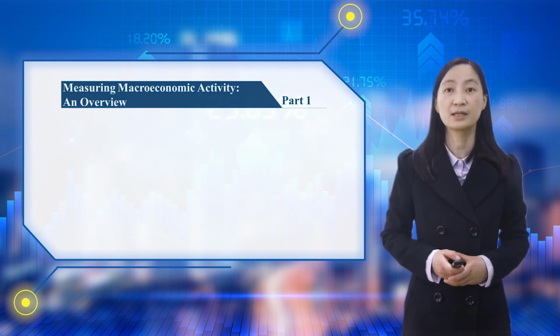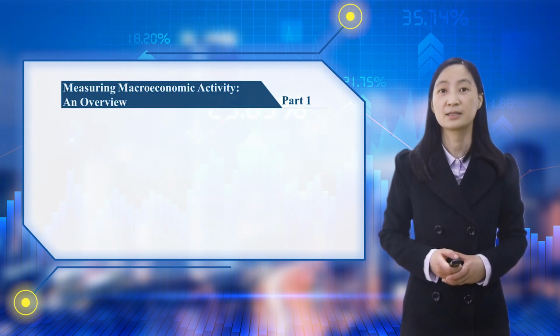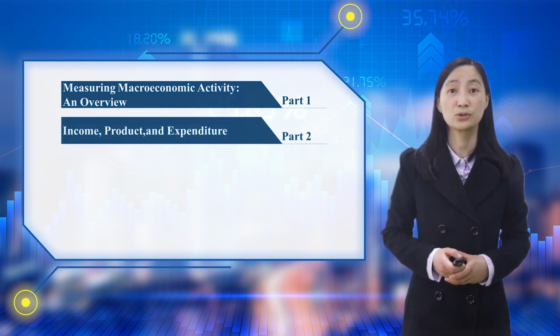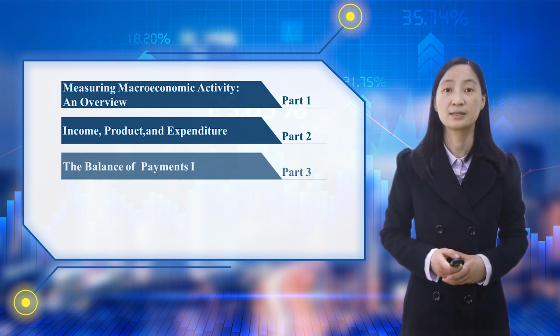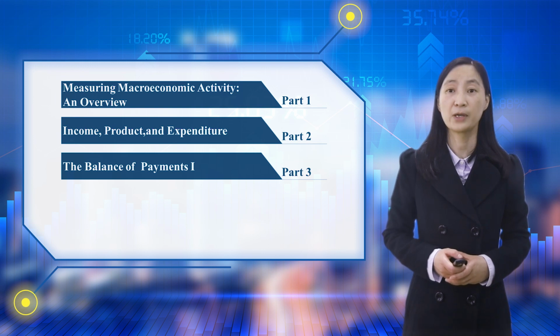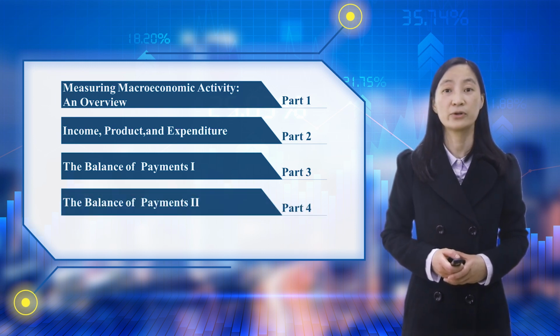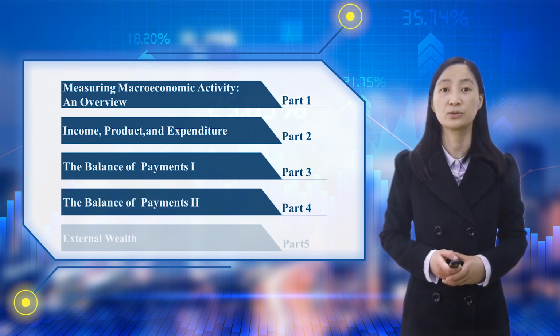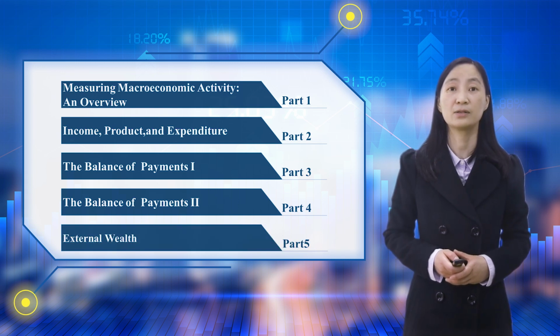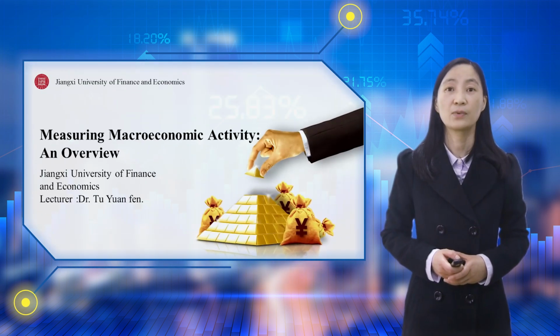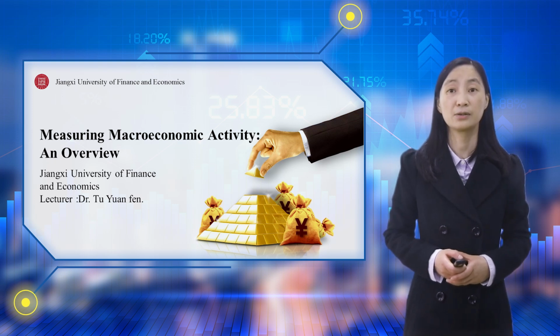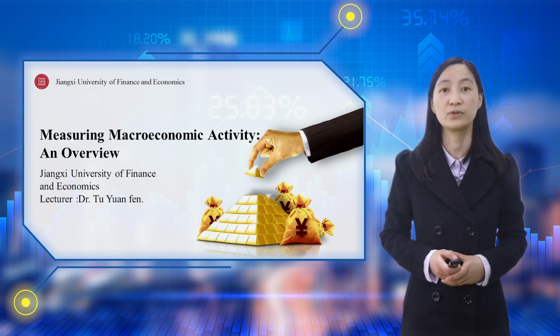There are 5 sections in this chapter. Section 1, Measuring Macroeconomic Activity, an overview. Section 2, Income, Product, and Expenditure. Section 3, the Balance of Payments 1. Section 4, the Balance of Payments 2. Section 5, External Wealth. Today, we will discuss Section 1, Measuring Macroeconomic Activity, an overview.